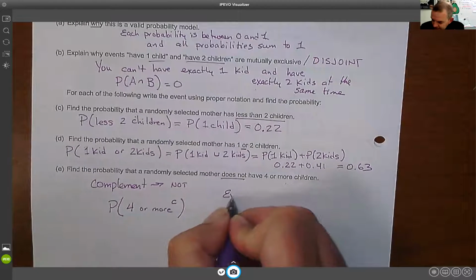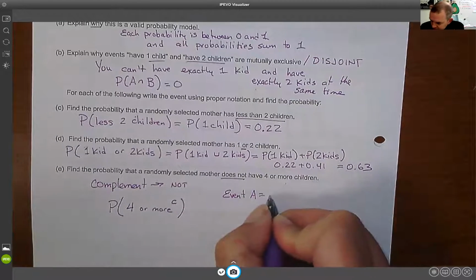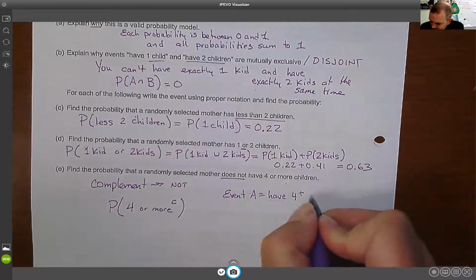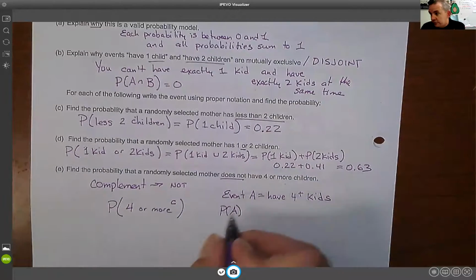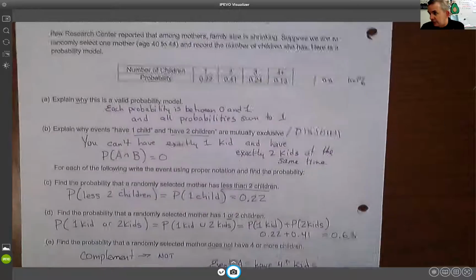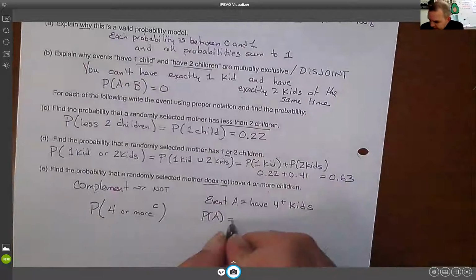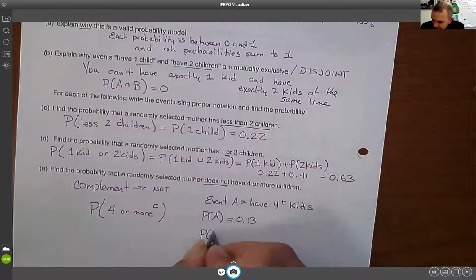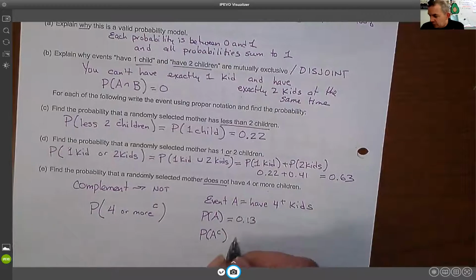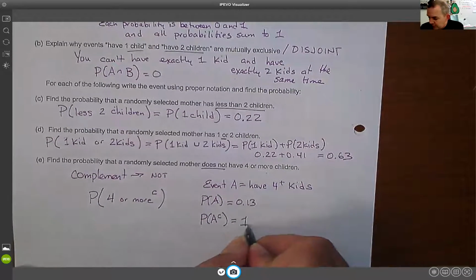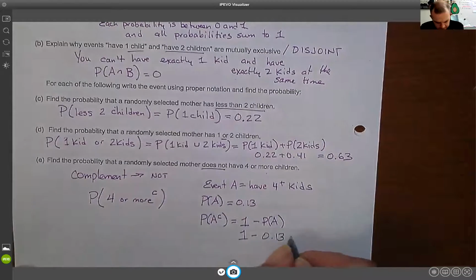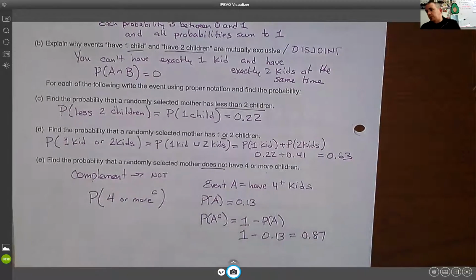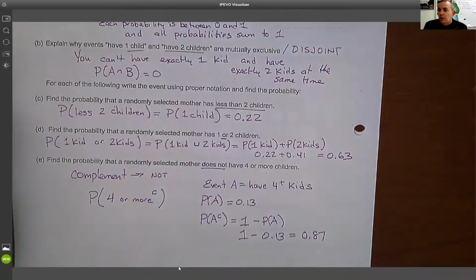Oftentimes you'll see something along this line: event A equals have 4 plus kids. Then probability of A would be saying, what is the probability that I have 4 or more kids? In this case, that probability is 0.13. This one's asking you the probability that you don't have those kids, and the way you do that is a subtraction. It's 1 minus the probability of A. It's 1 minus 0.13, it's 0.87. So that's my complement rule. And I'll be honest with you, oftentimes the complement rule will give you the quicker answer.